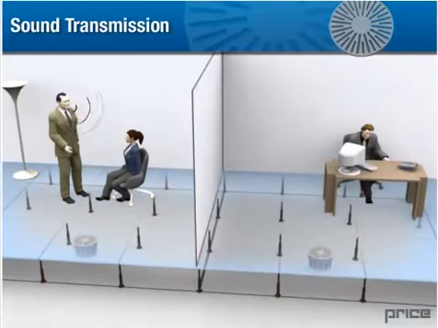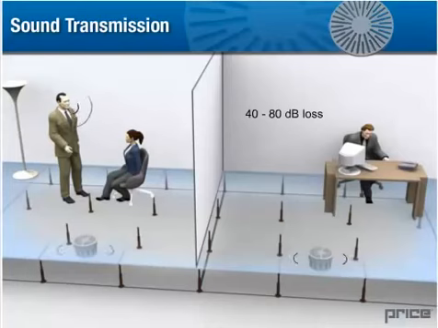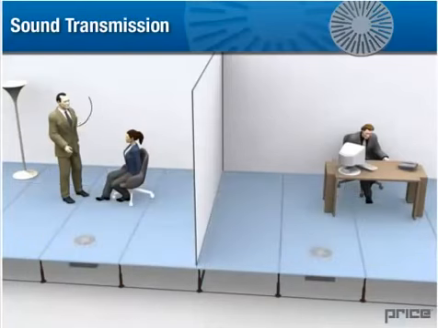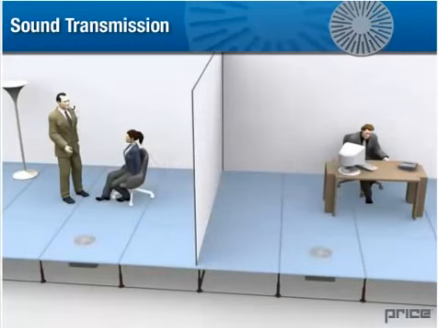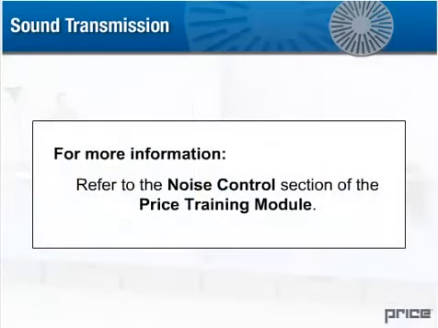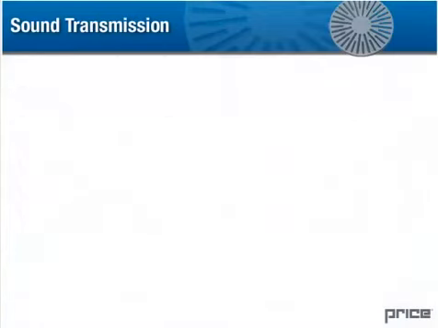In a building using a pressurized floor plenum, the sound diffuses in the floor plenum. Secondly, there is further sound reduction through the floor outlets. Tests have shown that sound attenuation is in the order of 40 to 80 decibels. In conclusion, sound transmission through floor air outlets is negligible. Additional sound attenuation measures are rarely needed to improve the reduction of speech transmission between two adjacent rooms. For more information, you can refer to the noise control section of the Price training module.